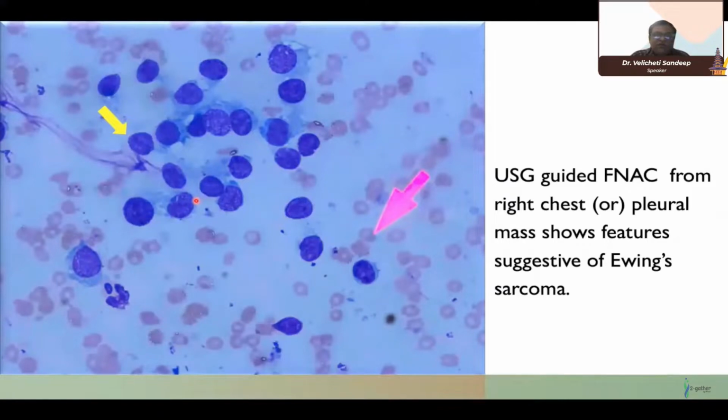So the FNAC itself revealed multiple small round blue cells, where the majority of the cell contains the nucleus, which is blue in color, shown by the yellow arrow. This is a small round blue cell tumor. This is the RBC in the background. This is the given radiological picture. They strongly suggested Ewing sarcoma.